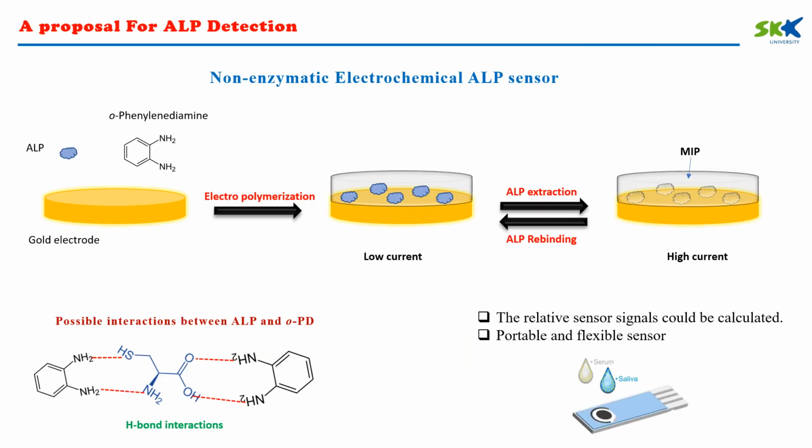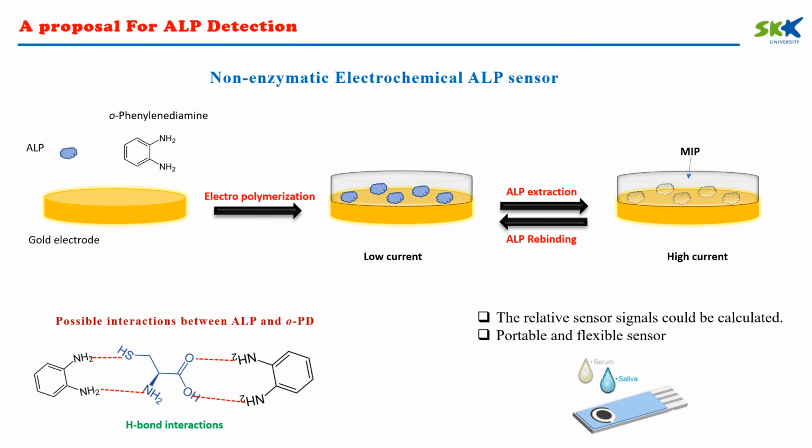The proposed mechanism: we need to make a non-enzymatic electrochemical ALP sensor, because most of the sensors used for ALP are enzymatic, so it takes a long time. So we need to save time and also find a sensor that is easier to use and cheaper, more economical. That's why we are going to apply the MIP technique in this field.